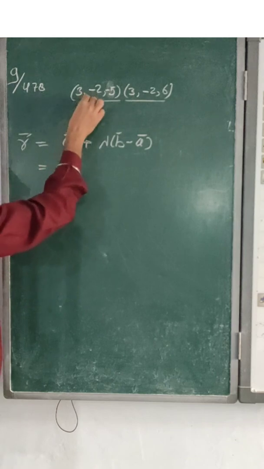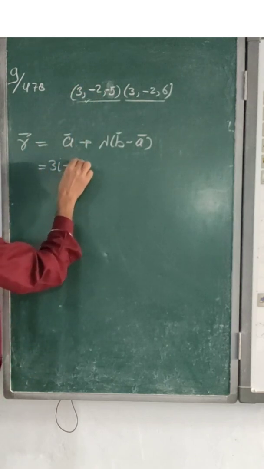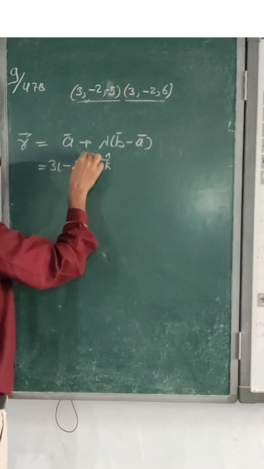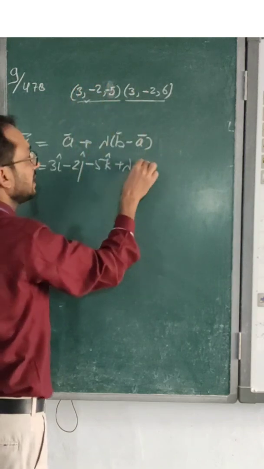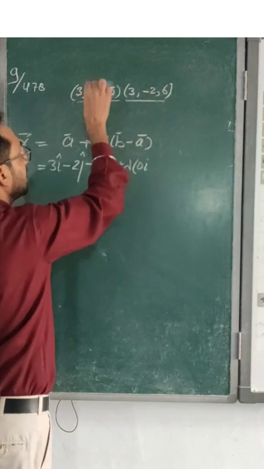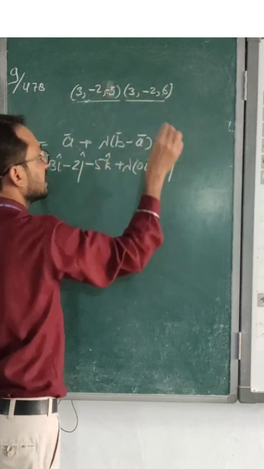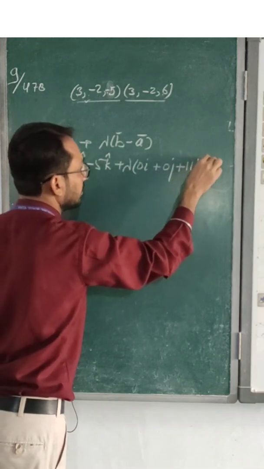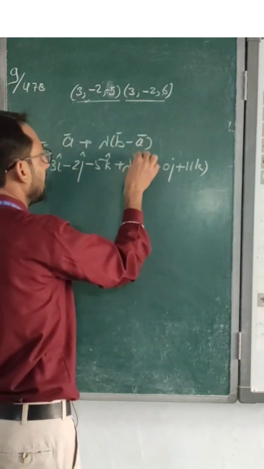So A I am taking as this, so it will be 3i minus 2j minus 5k, plus lambda times B minus A: 3 minus 3, 0i, minus 2 minus 2, 0j, 6 minus minus 5, 11k. This is the vector equation of the line.